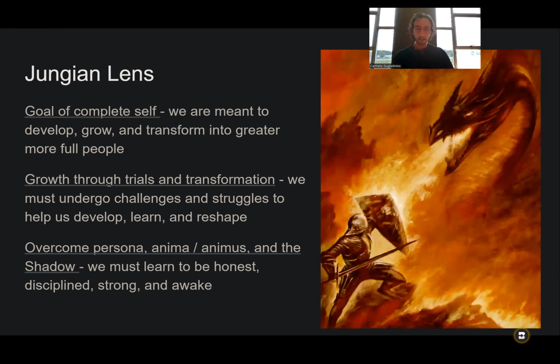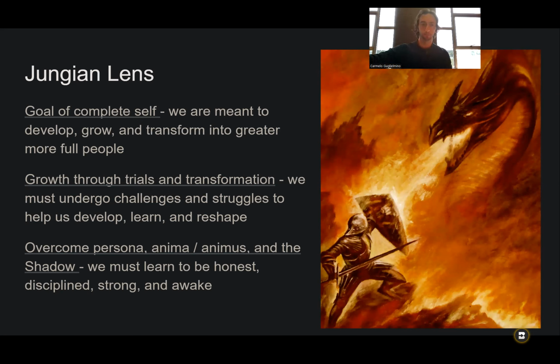Now, the next subcategory for the broad umbrella of psychological lenses is Carl Jung, who, by the way, was Sigmund Freud's probably most famous student. Much different than his teacher.